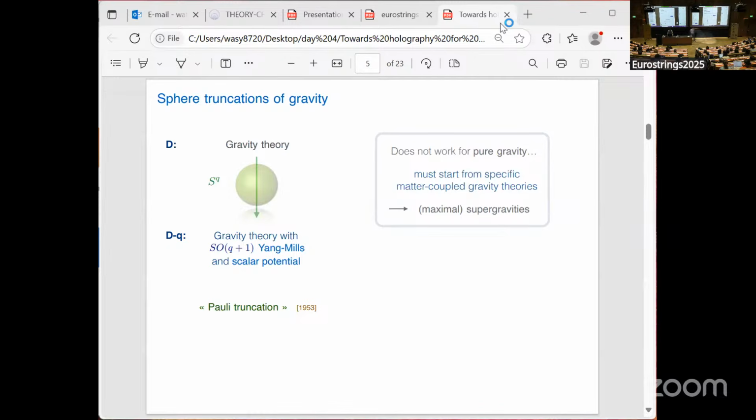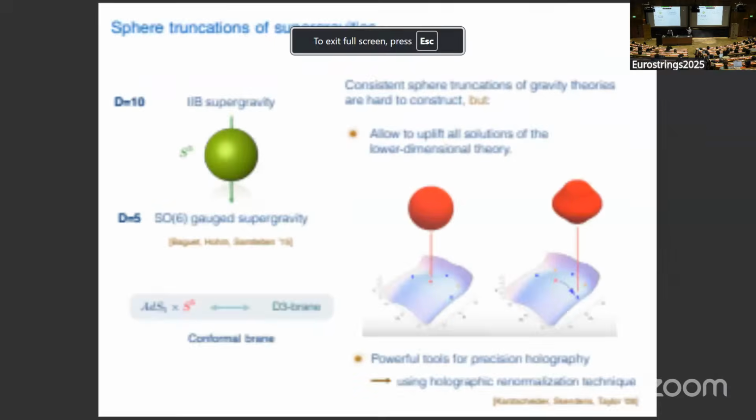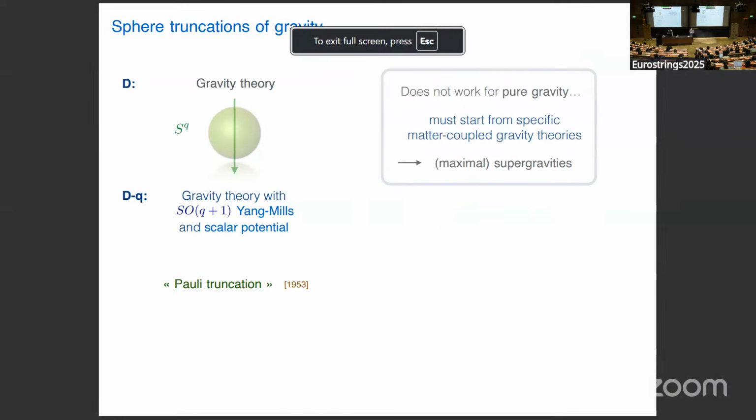So the relevant Kaluza-Klein truncations for us here are Kaluza-Klein truncations of gravity theories on spheres. It means that you start from some gravity theory and you expand all your fields on a background which is a sphere. If you do that, you get an infinite number of Kaluza-Klein modes, and when you do a truncation, it means that you keep only the lowest Kaluza-Klein mode in this tower.